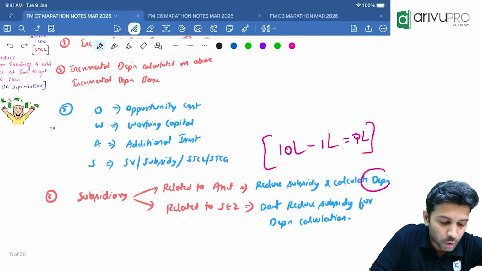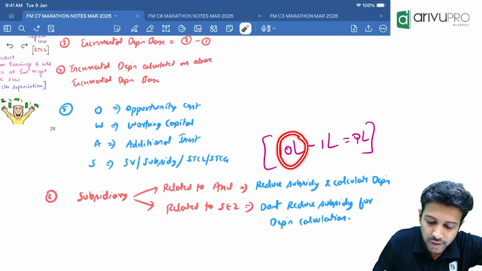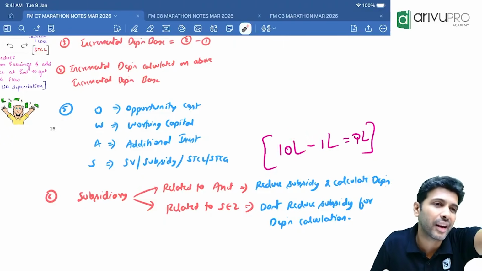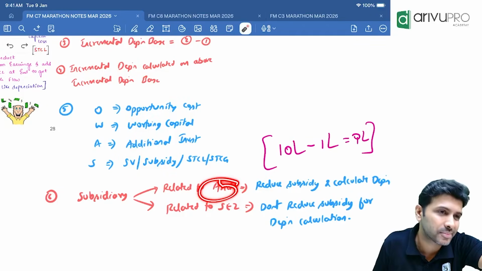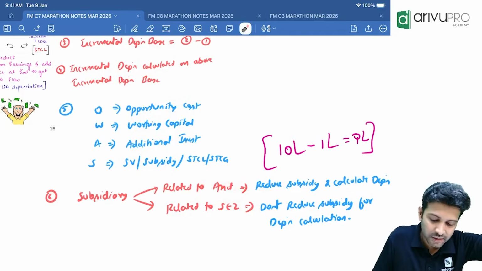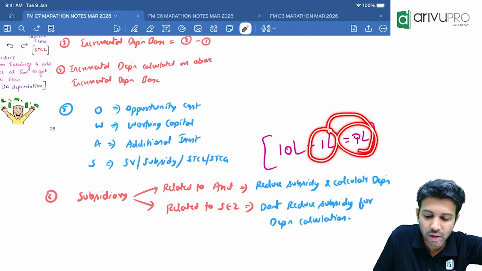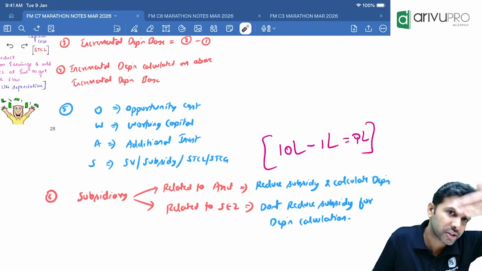Depreciation. Now you will not calculate depreciation on 10 lakh, you will calculate it on 9. When subsidy is related to an asset, first reduce the subsidy and then only you calculate depreciation.